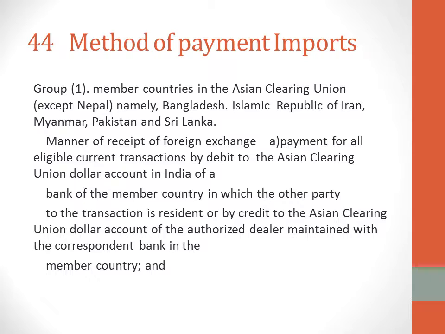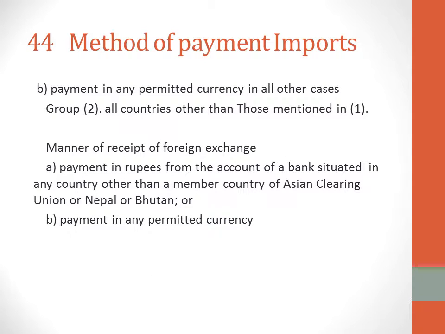Manner of receipt of foreign exchange. Payment for all eligible current transactions by debit to the ACU dollar account in India of a bank of member country in which the other party to the transaction is resident, or by credit to the Asian Clearing Union ACU dollar account of the authorized dealer maintained with the correspondent bank in the member country. And payment in any permitted currency in all other cases.